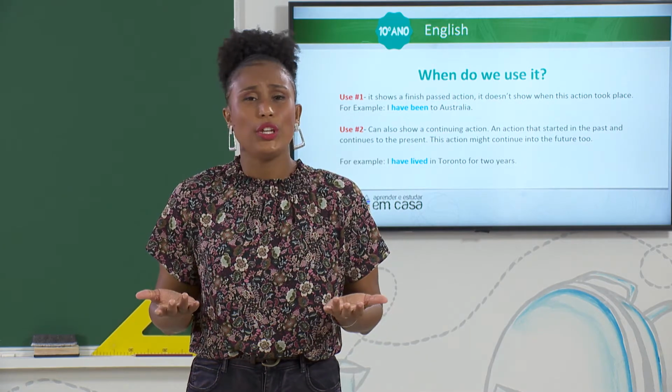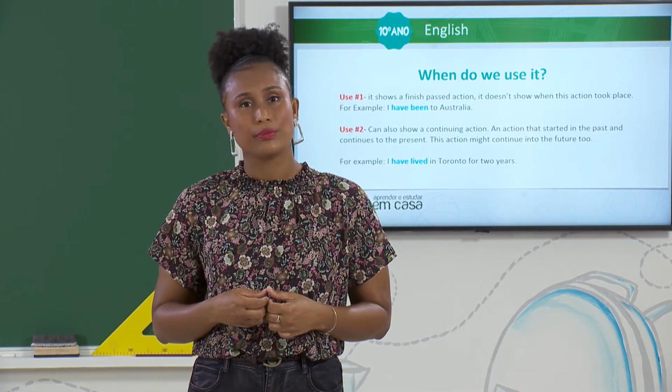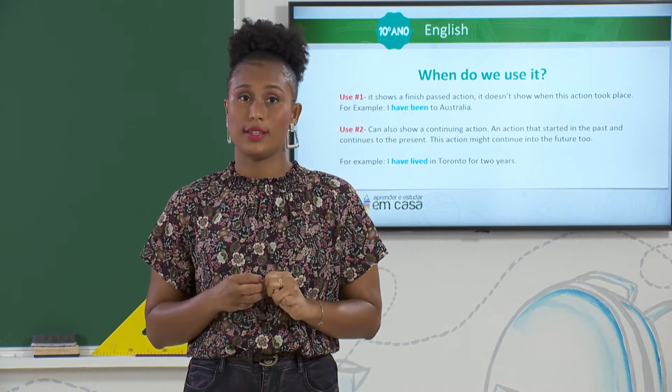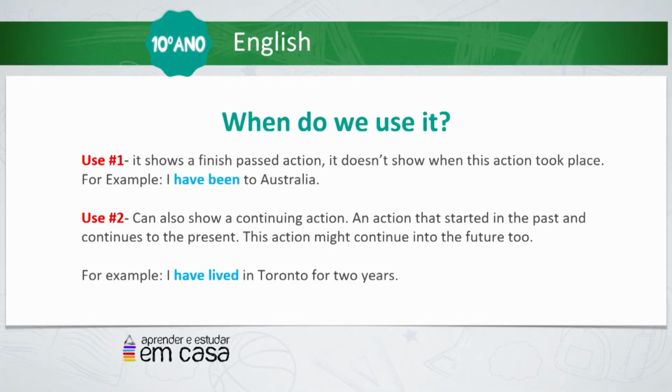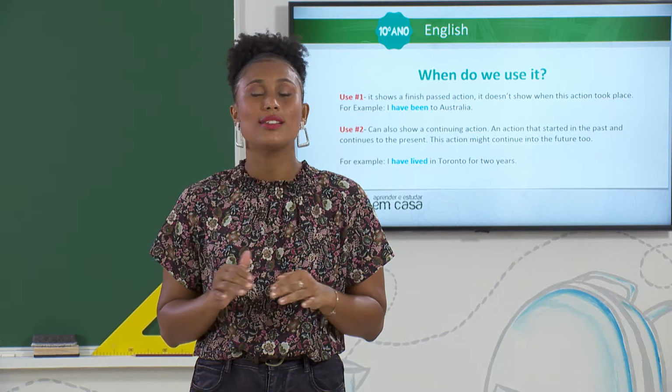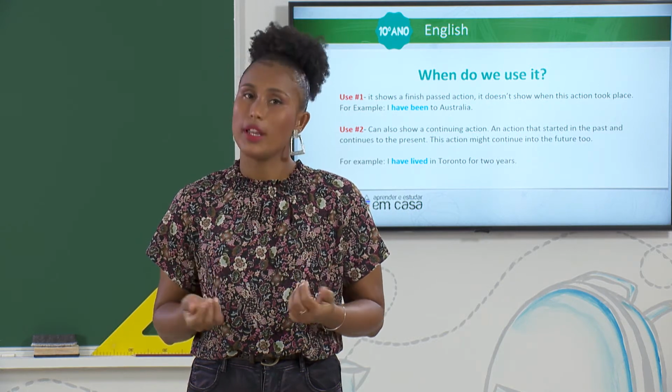But when do we use the present perfect simple? We have two cases. The first one, it shows a finished past action. It doesn't show when this action took place. For example, I have been to Australia. I have been to Australia, but it doesn't show when it took place.